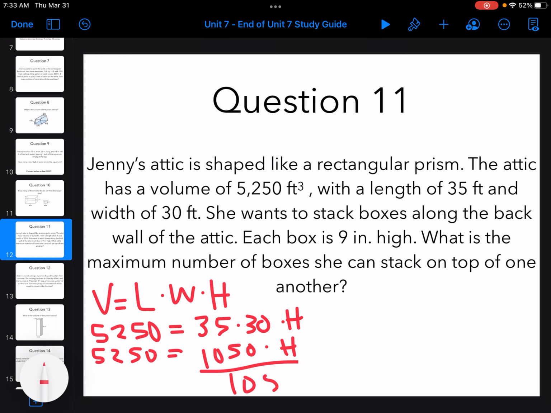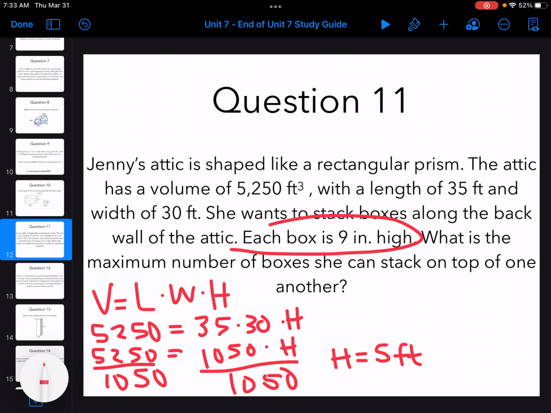So you're going to divide by 1,050 on each side, and you're going to figure out your height is 5 feet, which is great. But that's not what it's asking. She wants to stack the boxes along the back of the wall, and each box is 9 inches high. Great. So I have 5 feet, and I want to divide it into 9 inches.